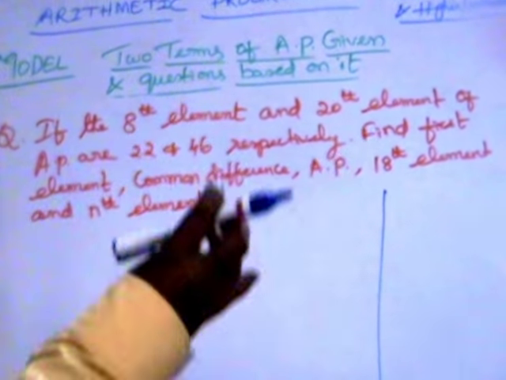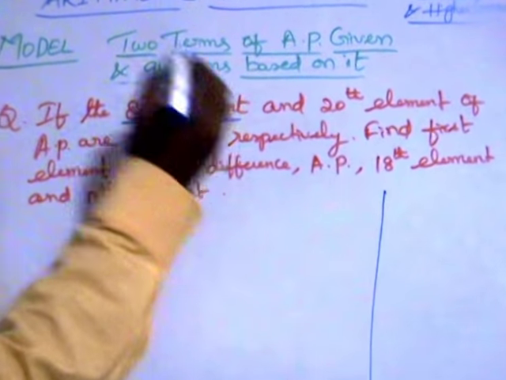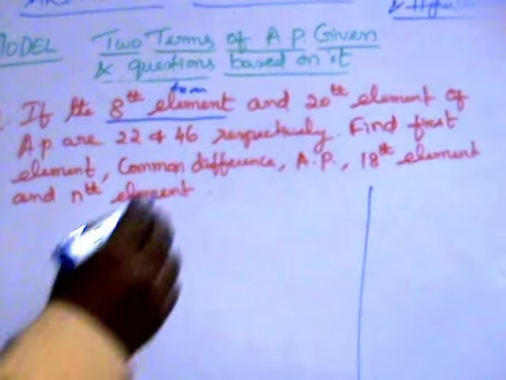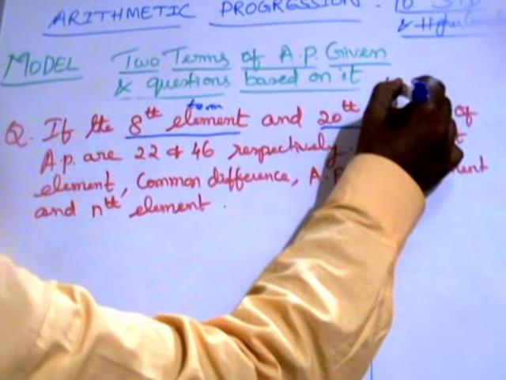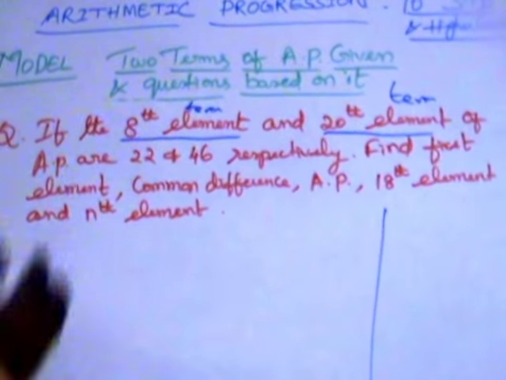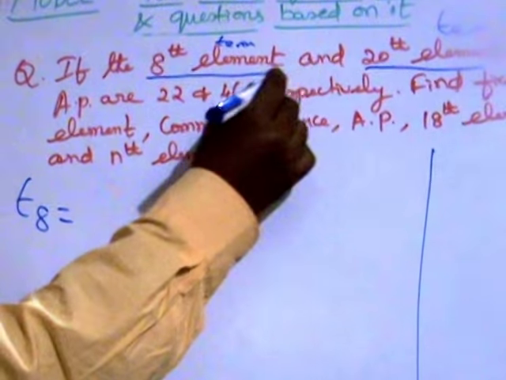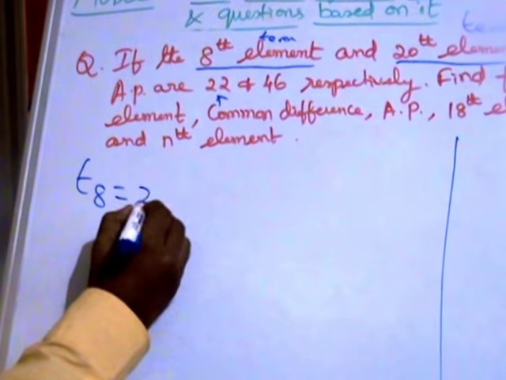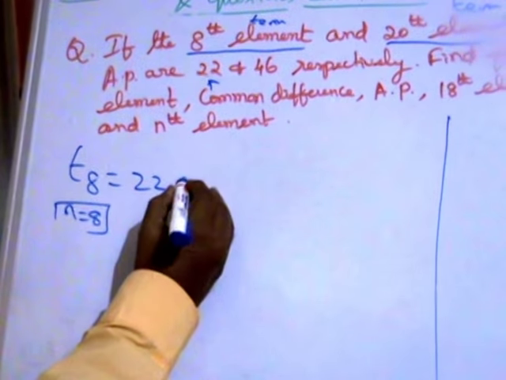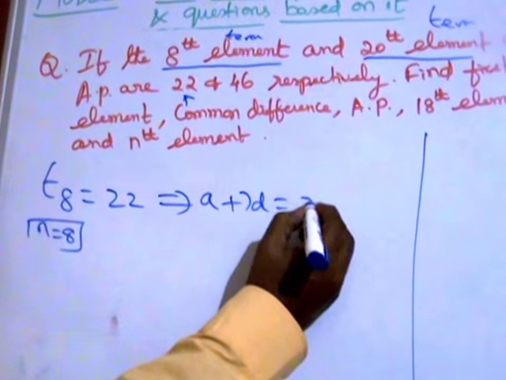I told you, in this model, two terms will be given. 8th element. Element is also called by the word 8th term. And 20th element. Element also means the word term. Both are same. So two of them are given and from that they'll ask a lot of questions. So 8th term means T8 equal to 22 is given. And you must write here n is equal to 8. And you can write T8 stands for a plus 7d equal to 22.